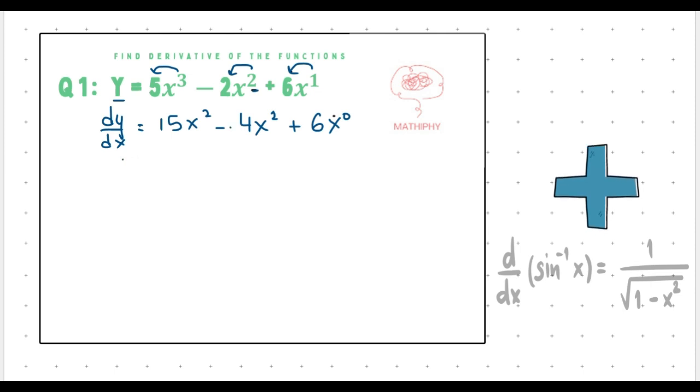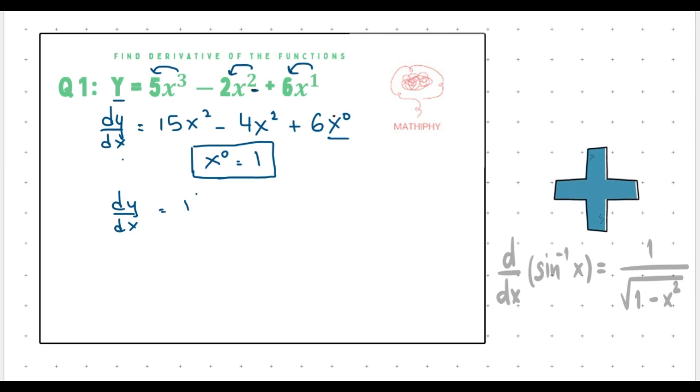Okay, we have got the derivative, but let us simplify it. We know that whenever something has exponent 0, that is equal to 1. This is the rule of indices. So if 6x has power of 0, that means 6 is going to be multiplied by 1. So 6 times 1 would be 6, and this is the final answer. You don't need to simplify it further. This is the final answer.